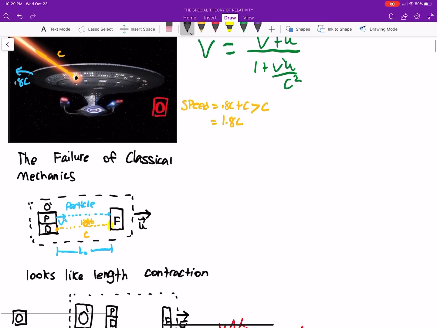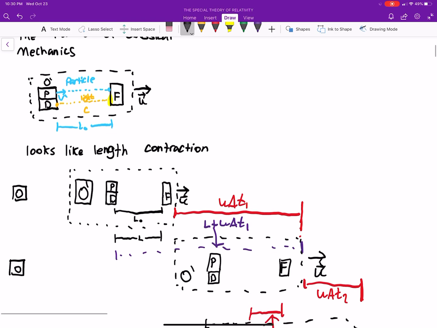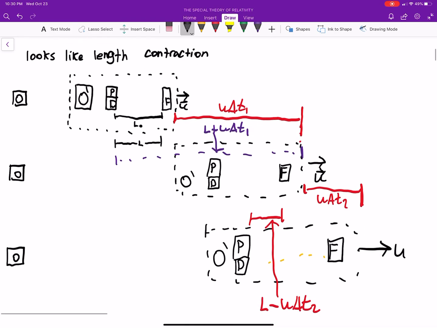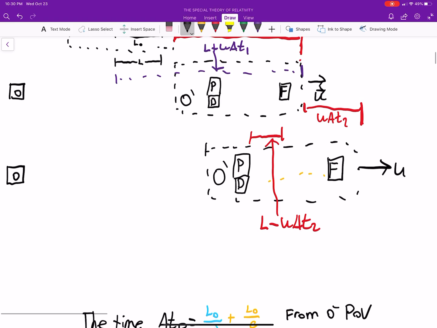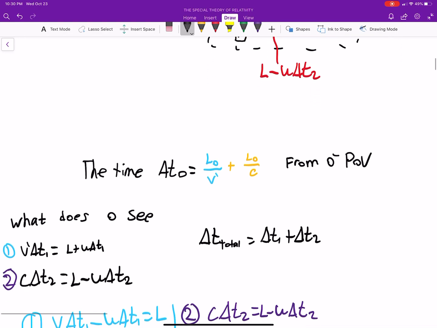So imagine we have this system where a particle moves at the speed v, that's the blue, from P, hits F, which shoots out light that travels at speed c to the detector, and that's one click. The whole thing is moving at speed u. Kind of like length contraction, we can derive the exact same equations to describe its position and distance. We find its time, L naught over v prime plus L naught over c, from O prime's point of view.